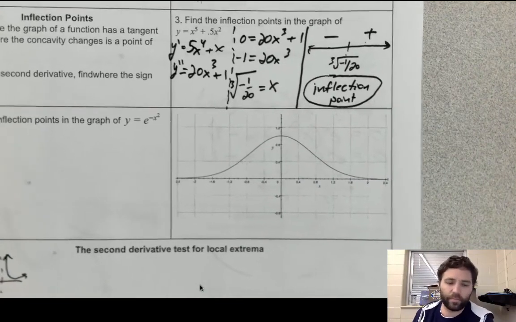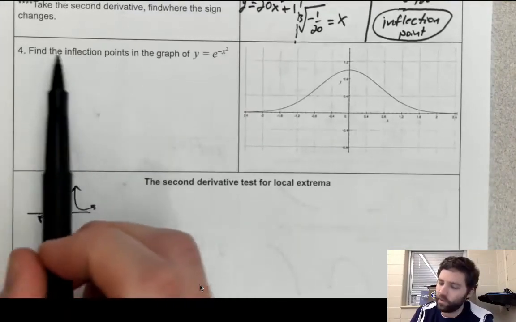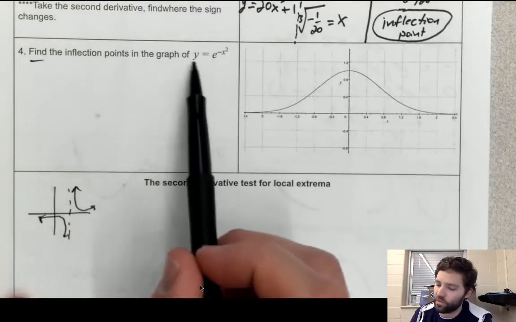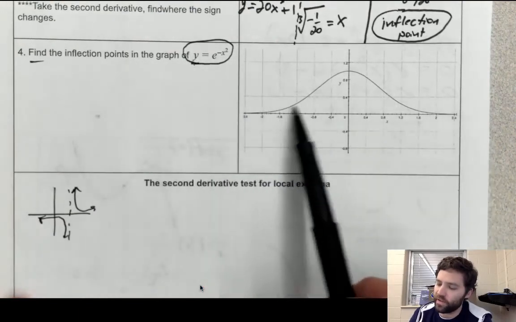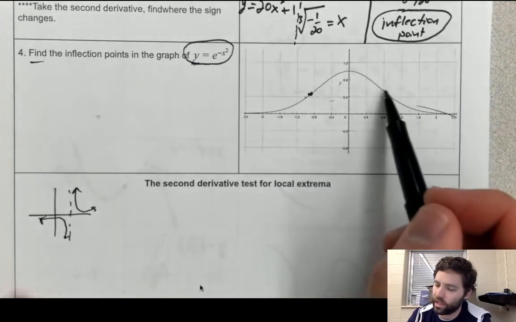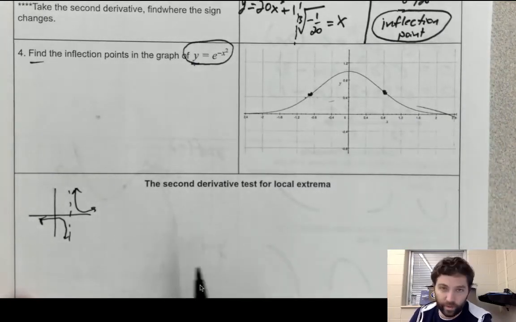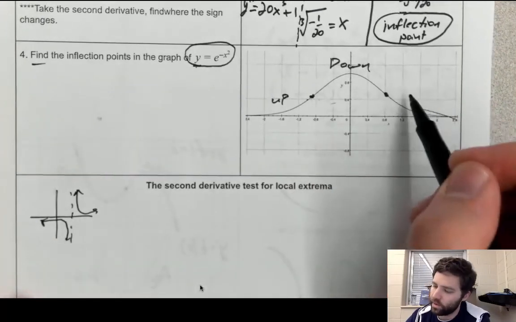All right. This one, you might try on your own. I don't think we're going to do it in the video, but you might try to find the inflection points of y equals e to the negative x squared. This is the graph that is generated. You should get an inflection point right about here and an inflection point right about here. You can see we've got concave up, then down, then up.